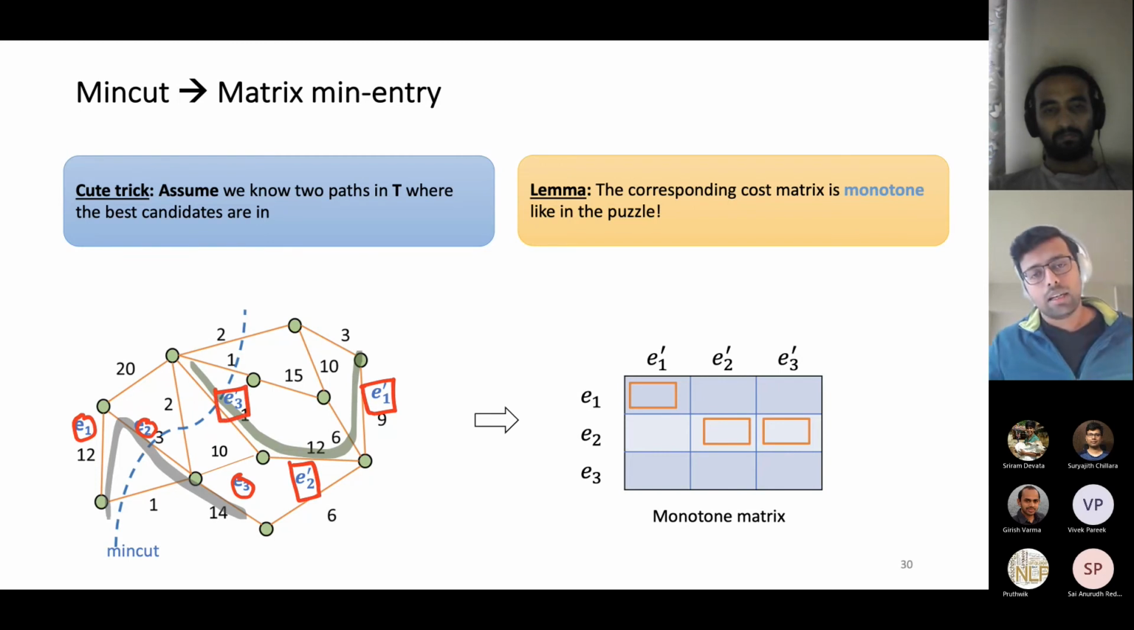Okay, and now if you look at the cost matrix, where in the row space you have the edges of the path 1, and the column space you have the edges of the path 2, and you are only interested in the two respecting min cut, which cuts one edge from the first path and the second edge from the next path, then this cost matrix is going to be a monotone matrix. This is the claim, and I'm going to spend a little bit of time to prove that, or at least give you a sketch.